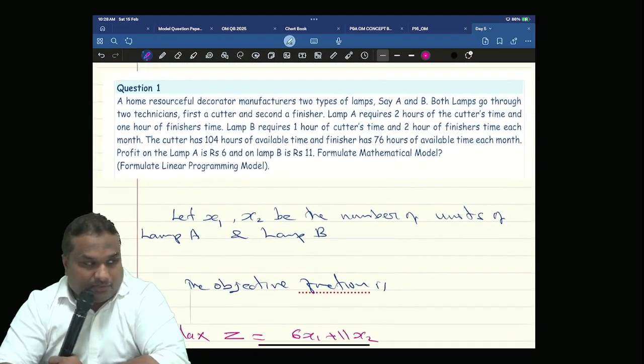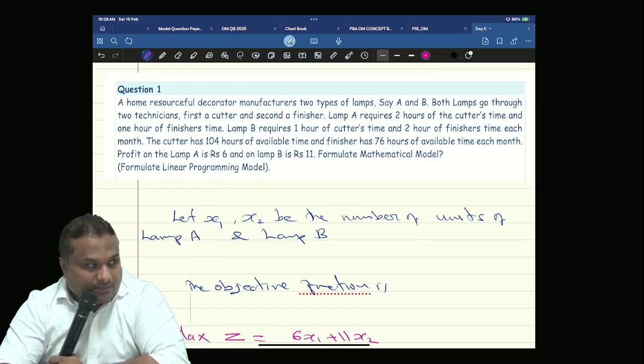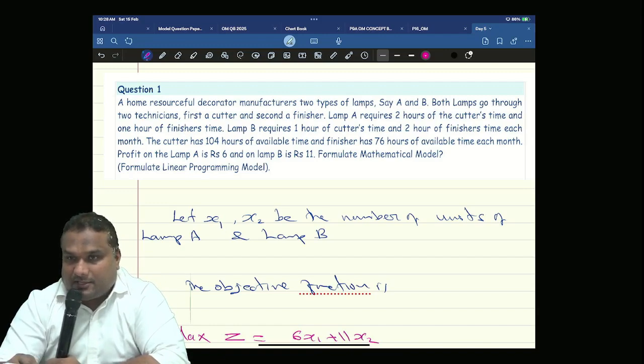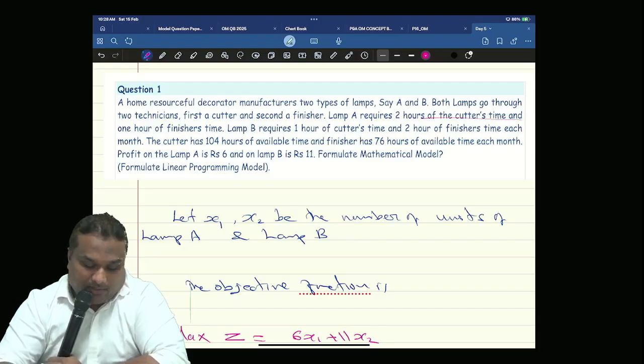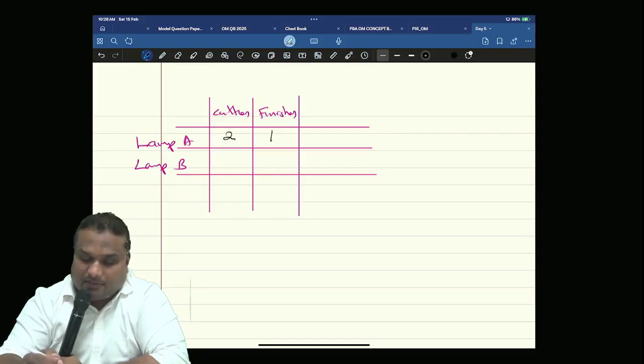Now read the dialogue. A home decorator manufactures two types of lamps, Lamp A and Lamp B. Both the lamps go through two technicians: first a cutter, second a finisher. Lamp A requires 2 hours of cutter's time and 1 hour of finisher's time.